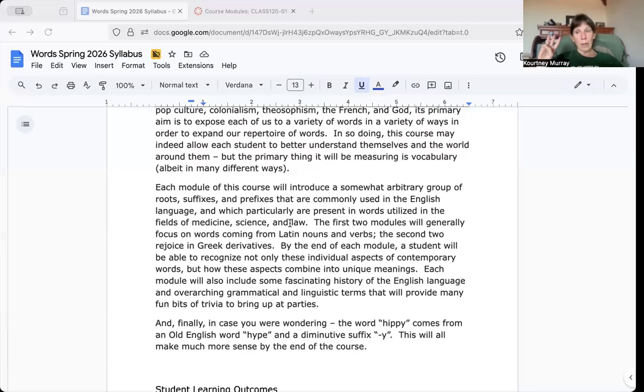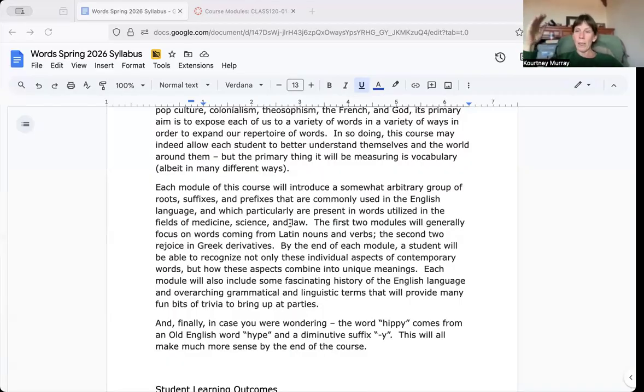The third module, and I will say this unabashedly, is the absolute best one, and that's because we focus on the good Greek words that we use in English. And then the fourth module is also on Greek words, but there's more of an emphasis on science words. So that's it. Those are the four modules, and we're going to look at how they play out in the Canvas page. But they are all structured exactly the same.